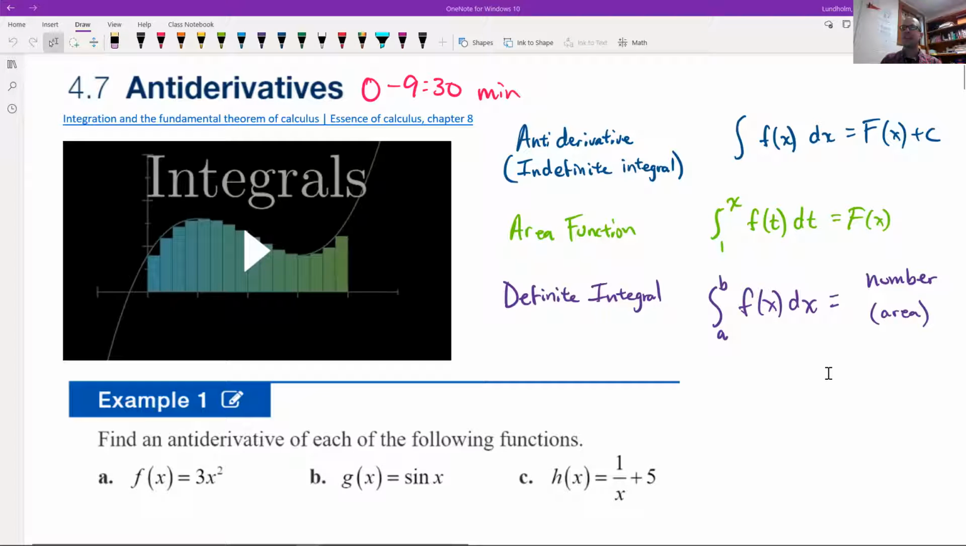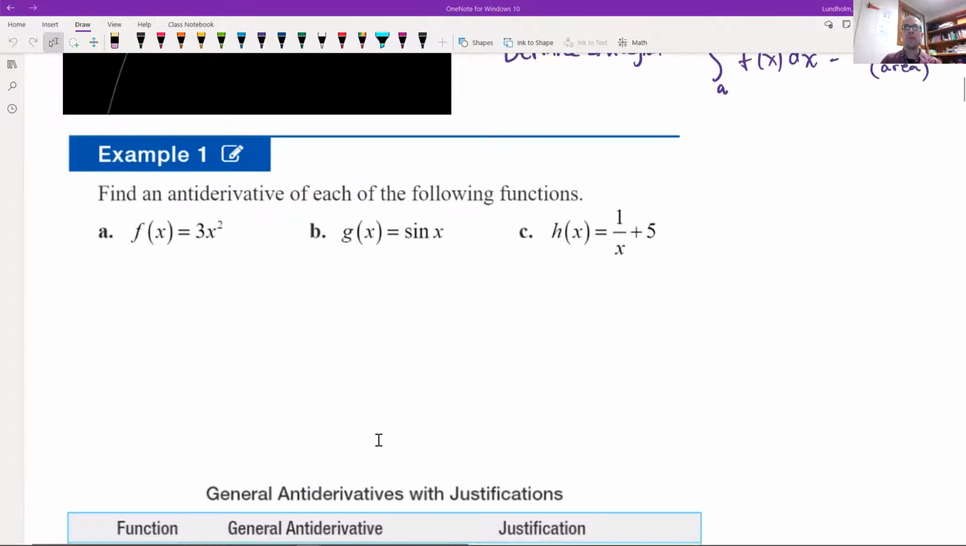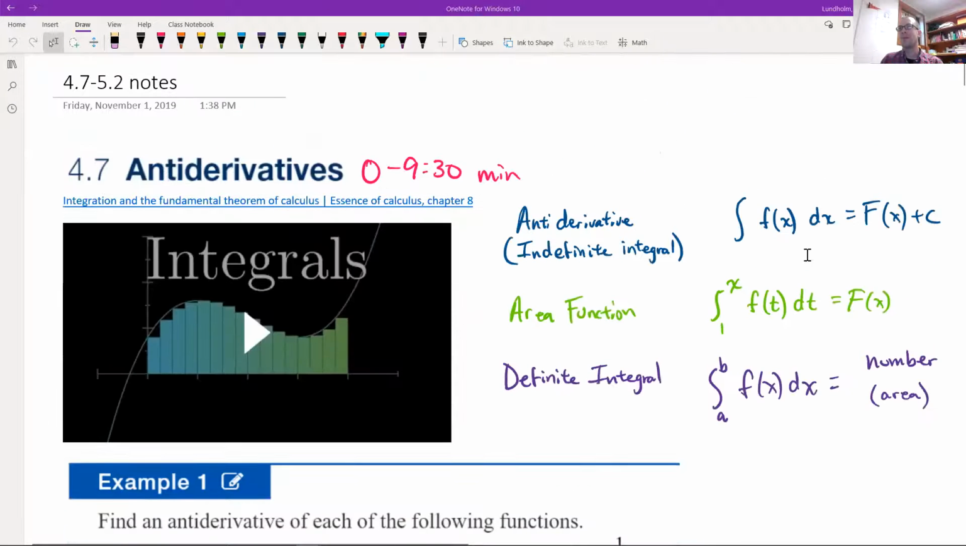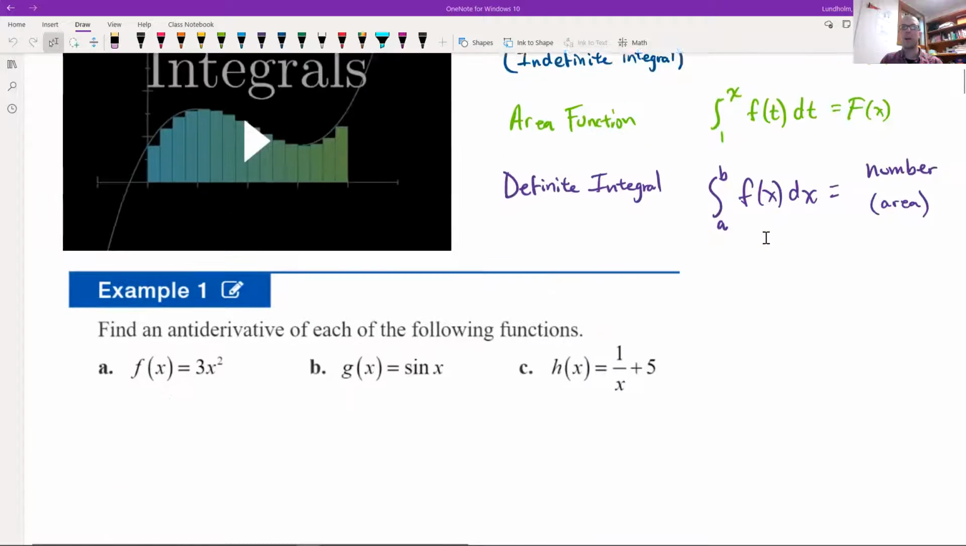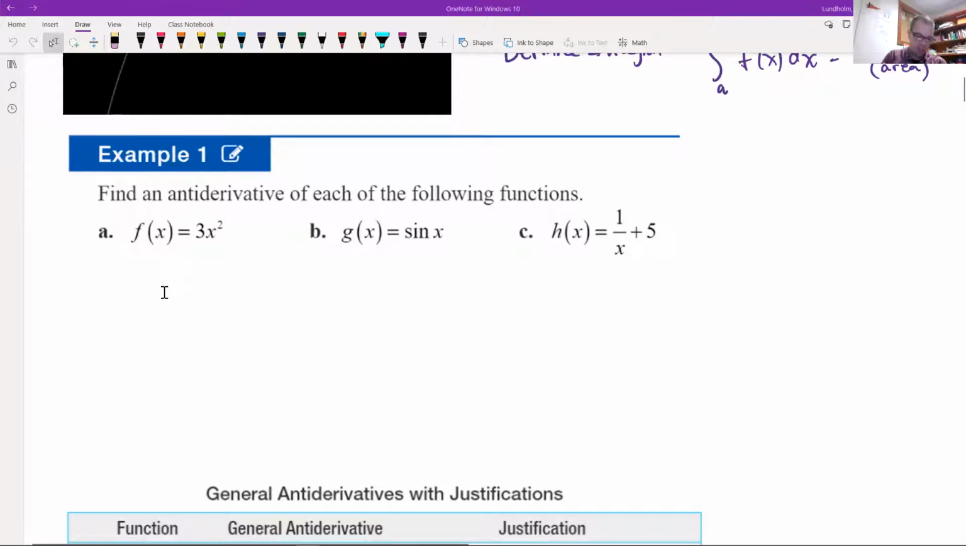And so we have the right to expect different things out of each one of these different flavors of integrals. But the first one up for today is antiderivative. We're going to be finding some families of functions here right now. Okay, moving on to example 1. Finding an antiderivative, and it's saying find an antiderivative, meaning pretty much any of the members of this family of functions would work. But we're going to include the whole family.